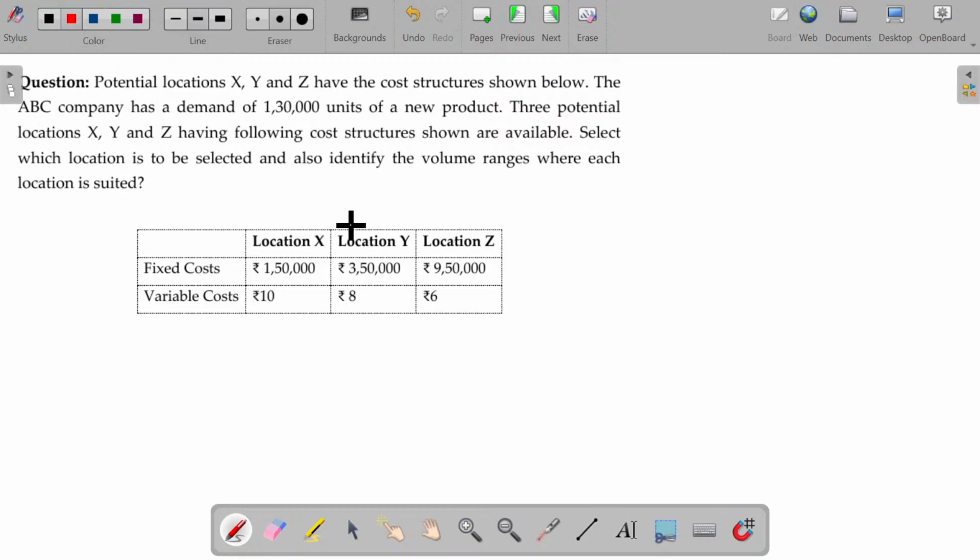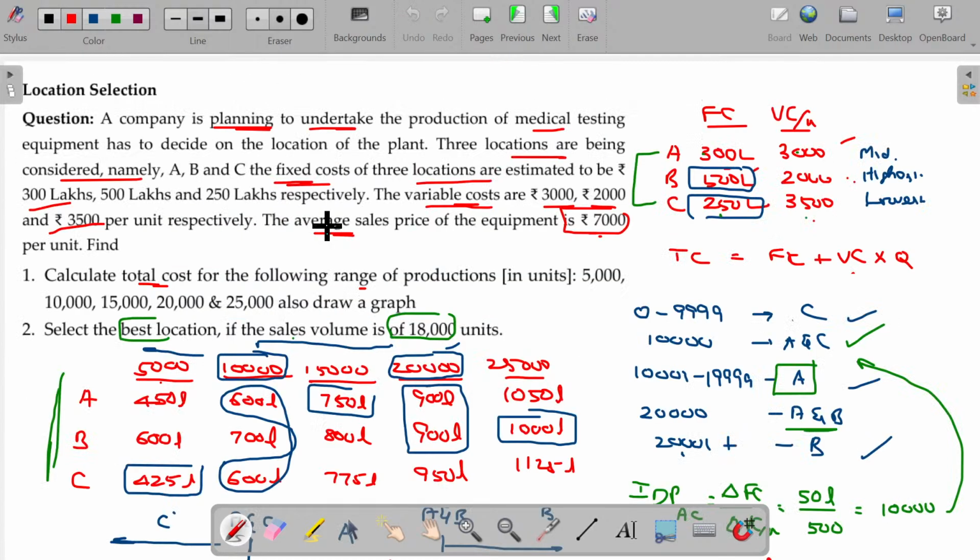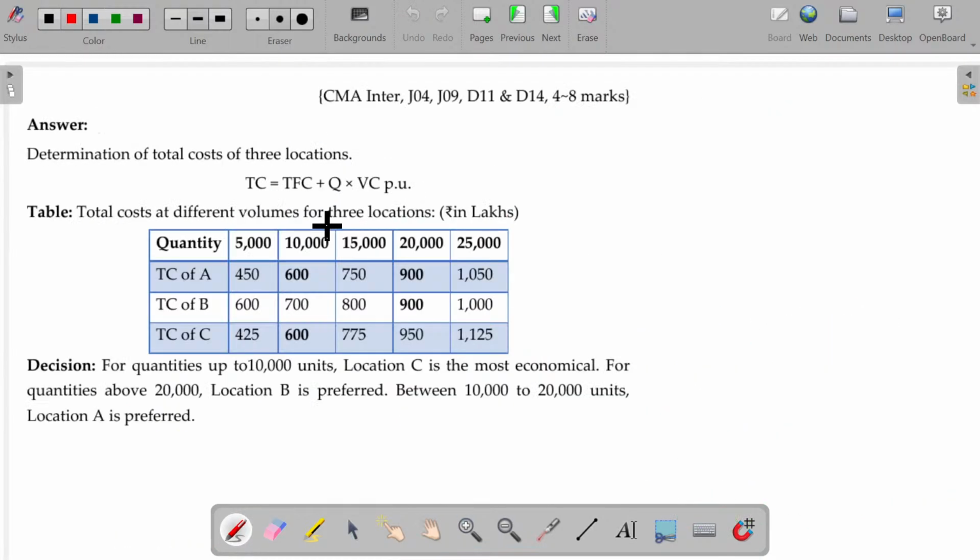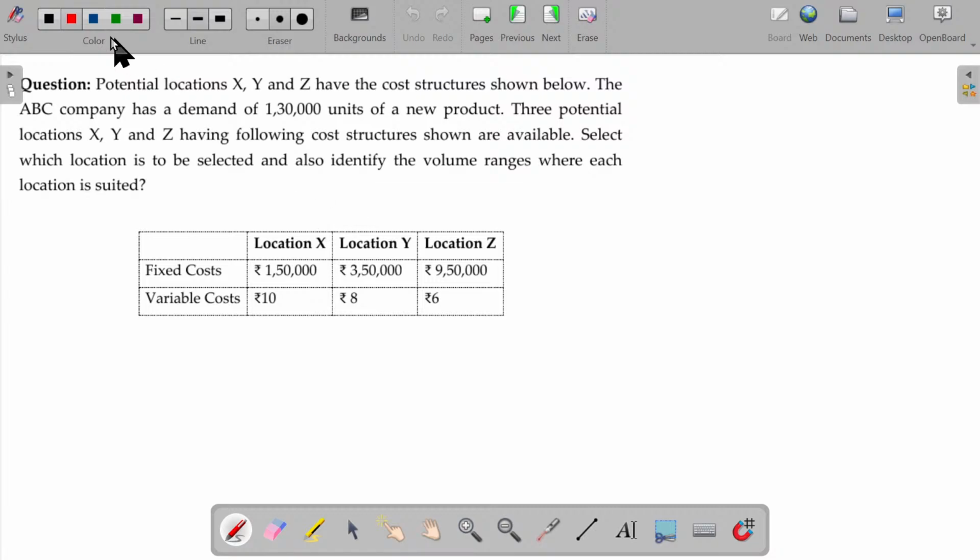Among the three locations, you have to find out which location is suitable for the given level of demand. Like the location selections we covered in the previous lecture, especially the indifference point, it will also be applicable in this question. Potential locations X, Y, Z have the cost structures shown below.